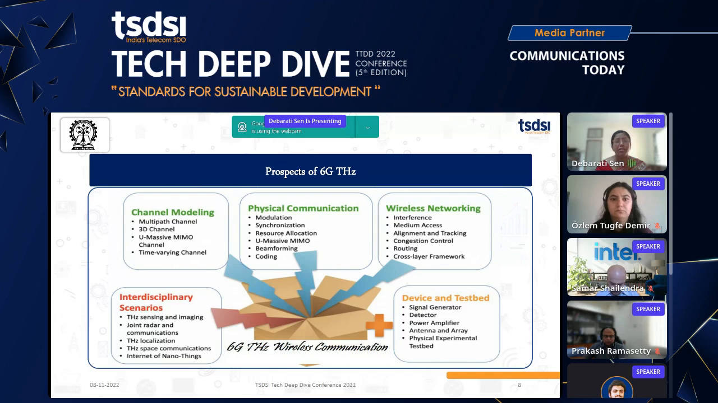Physical layer communications will also ask for new advanced modulation and coding techniques. The traditional modulation and coding techniques will not help us chase a data rate like 1 terabit per second and above. Hence resource allocation, ultramassive MIMO structures, and enhanced beamforming, or I should say AI-enabled beamforming, are all areas to be explored newly.